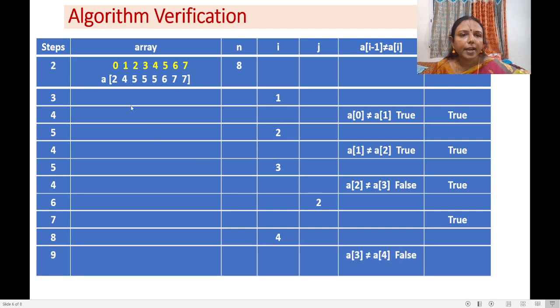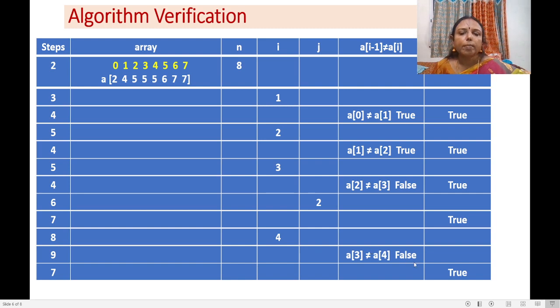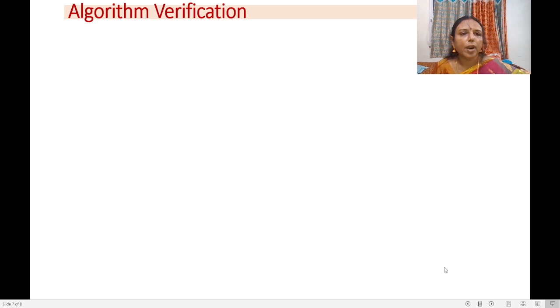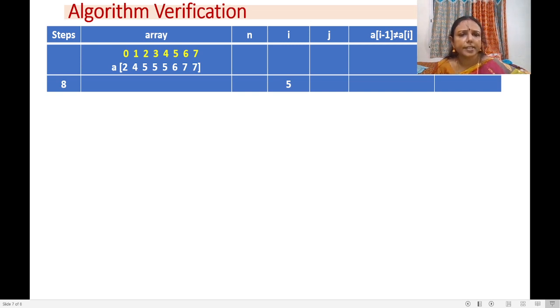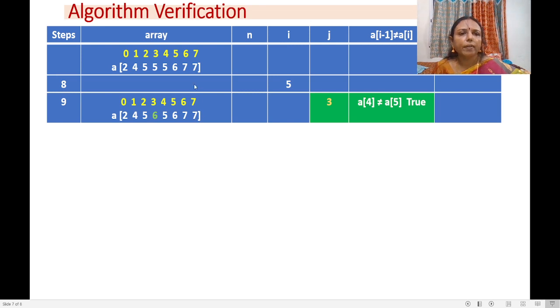Now I see that a of 4 and a of 3 are equal. So this condition is false. But again, i is less than n minus 1. But false and true will become false only. So I have just rewritten the array for our reference, and i is incremented. So i becomes 5. Then again I will compare a of 5 with a of 4. Now they are not equal, so this condition is true.